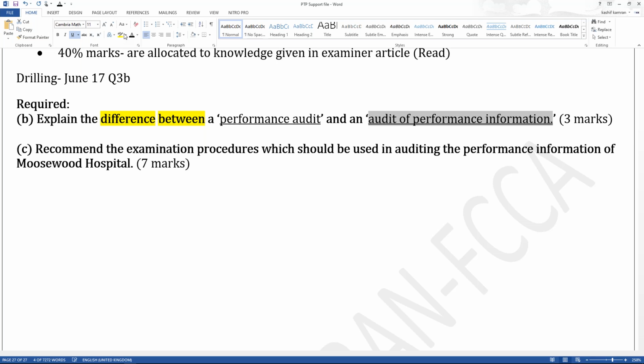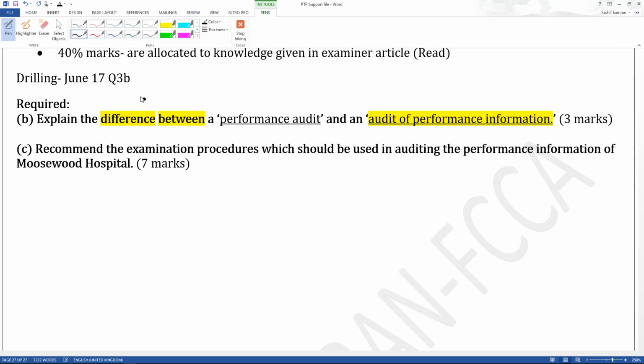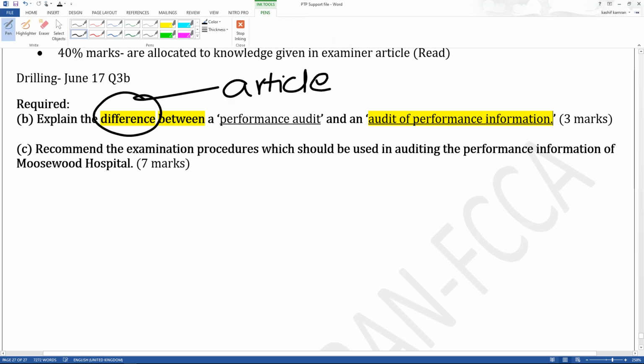The audit of performance information is where you audit the reported performance against the predetermined objective. I hope you know the definition of audit of performance information. We just covered that in the session. Explain the difference. So where is this difference coming from, everyone? This difference is coming from the article, so you need to read the article. I'll just show you this. It's on page number 3 of the article. Okay, then you come to the next one.